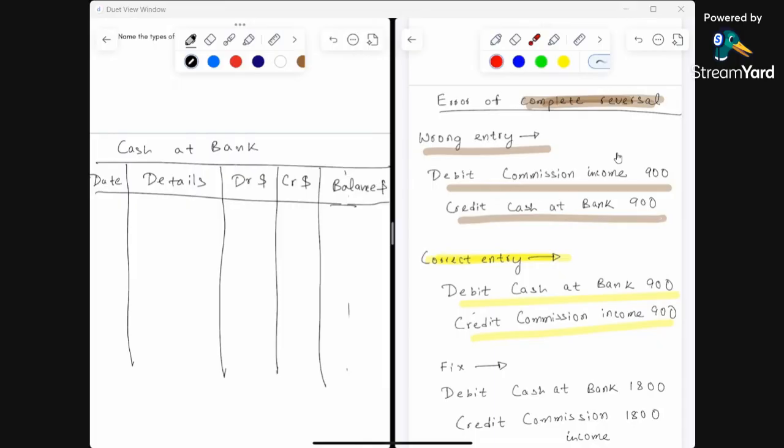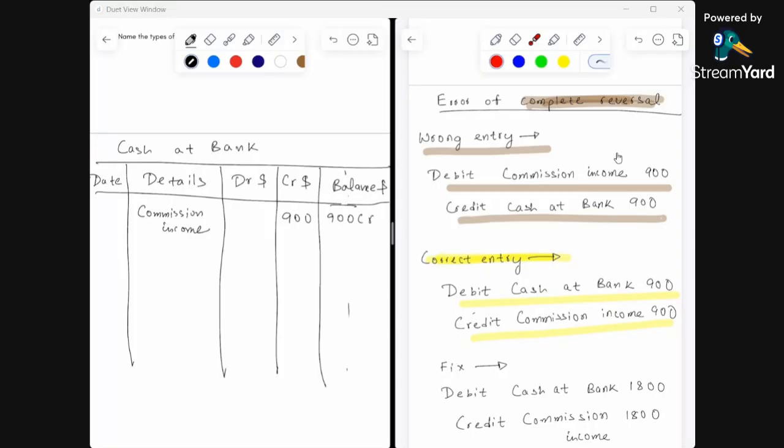Now, what I would want to do first is record the wrong entry that my inexperienced accounts assistant had done. My inexperienced accounts assistant credited the cash at bank account by 900, right? So this ledger account for cash at bank is credited by 900, okay? And the details here is basically the commission income that we received, which would have left us with a net balance of 900 credit because we only have credits so far.